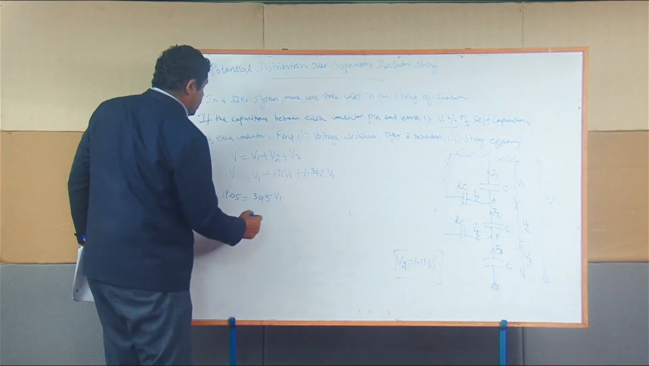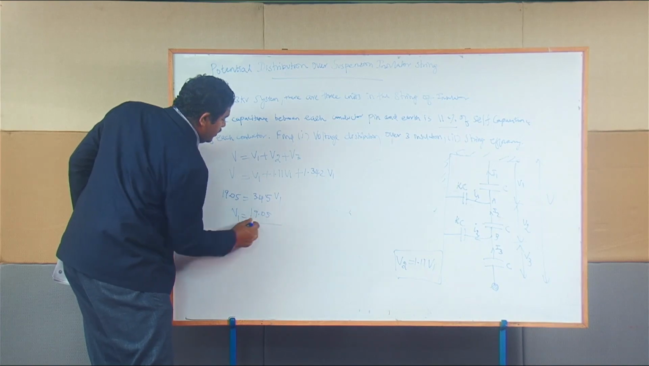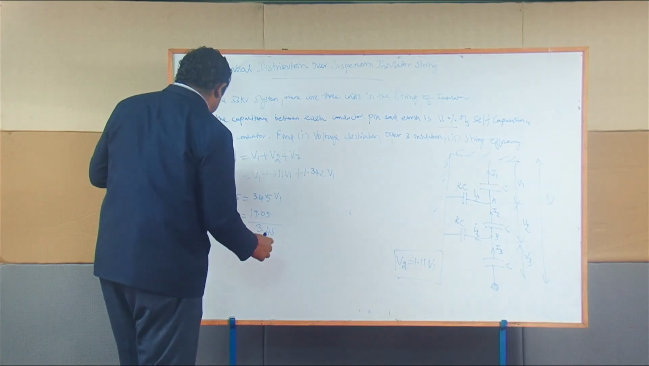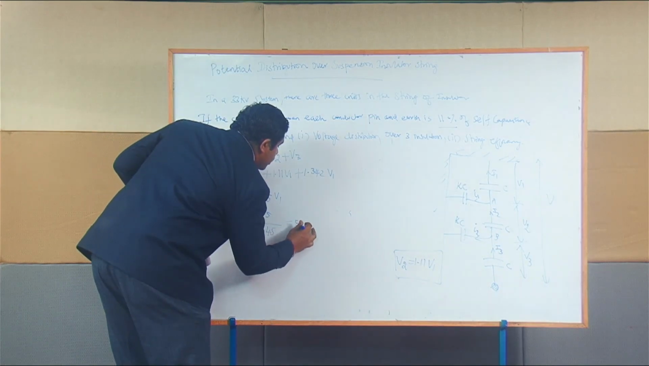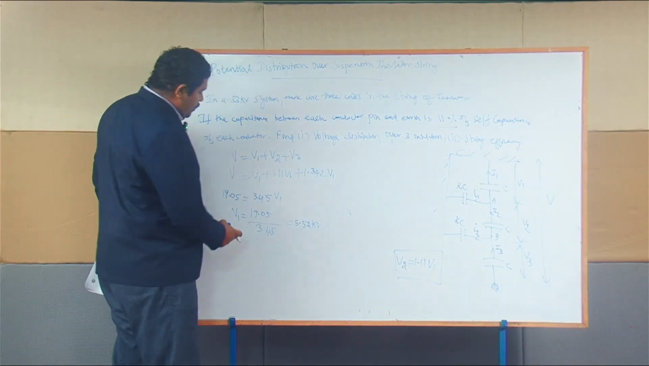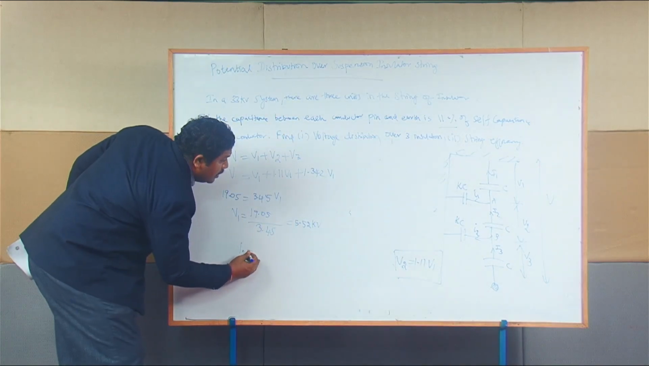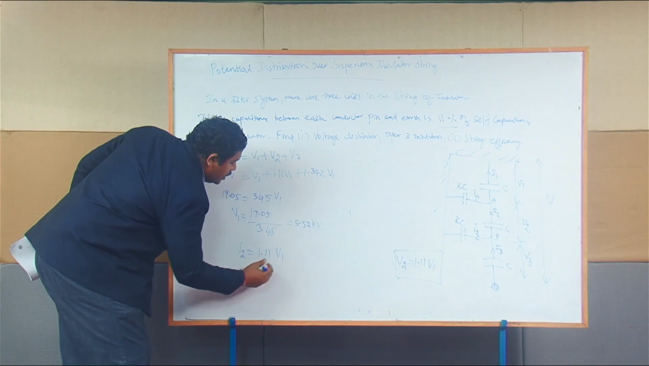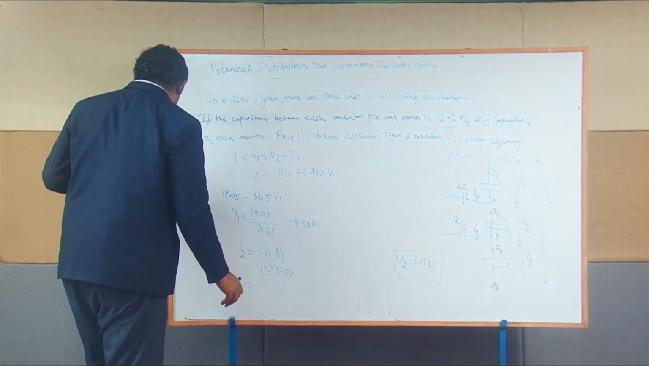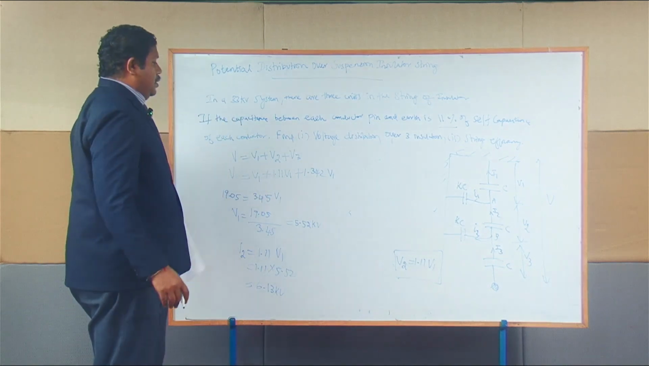That is 3.452 in terms of V1. From this, V1 can be calculated as 19.05 kV divided by 3.45. If you solve this, you will get V1 as 5.52 kV. Second, if you substitute the value of V1 in this equation, you will get V2. V2 is given as 1.11 times V1, 1.11 into 5.52. If you calculate this, V2 is 6.13 kV.